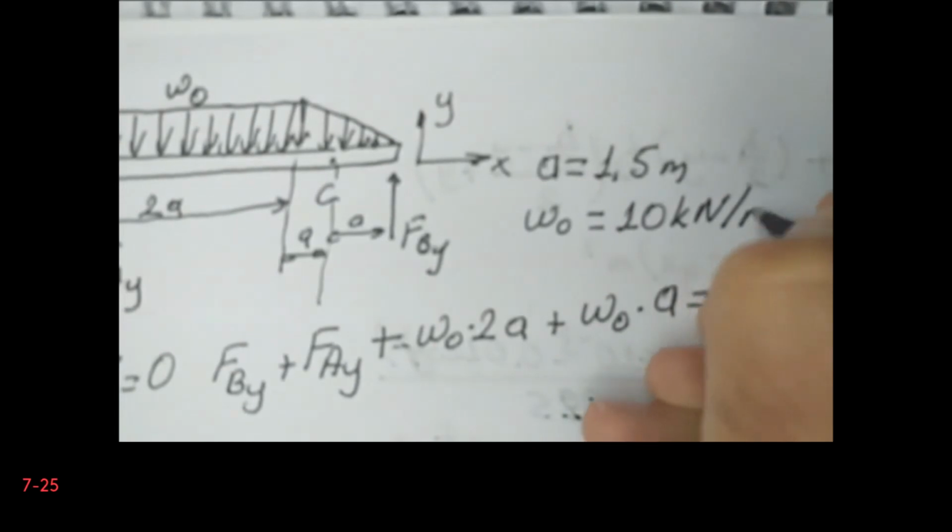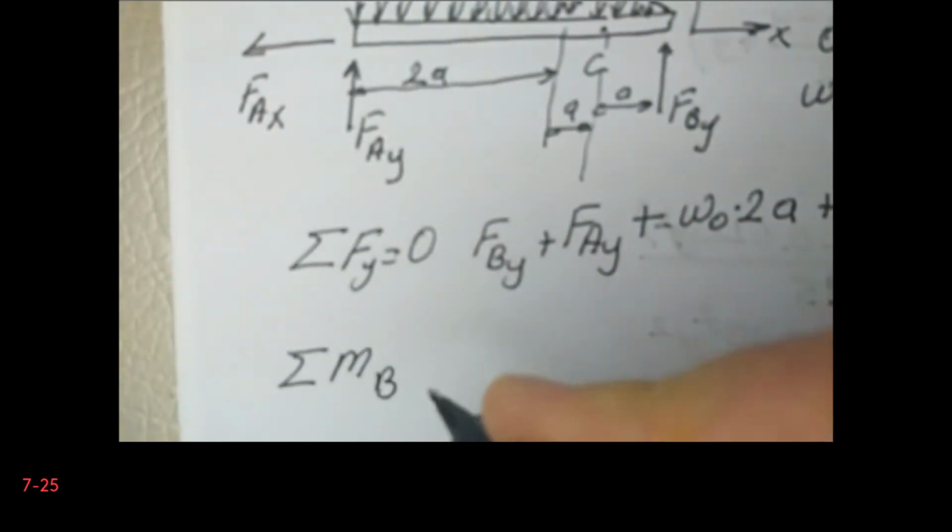Okay. Now this is my first equation. In fact, I will write the second one. Sum of the moments with respect to any point is 0. I will choose point B for the calculation of the moment. In fact, this will eliminate the force Fby.